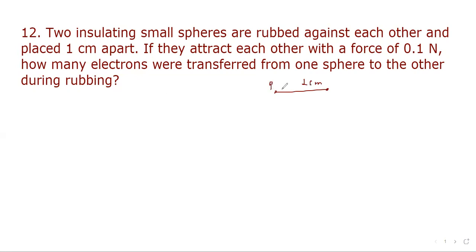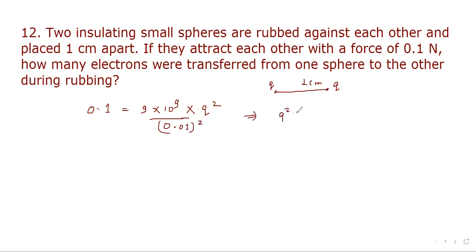One sphere is here with charge Q, another sphere is with charge Q. And the charges will be opposite in nature because there is an attractive force, and this force is given as 0.1 Newton. We apply Coulomb's law, so 0.1 equals Q1 Q2 divided by 4 pi epsilon naught r square. So 1 upon 4 pi epsilon naught r square can be written as 9 into 10 to the power 9 into charge Q square divided by separation, which is 1 centimeter, that is 0.01 meter squared.